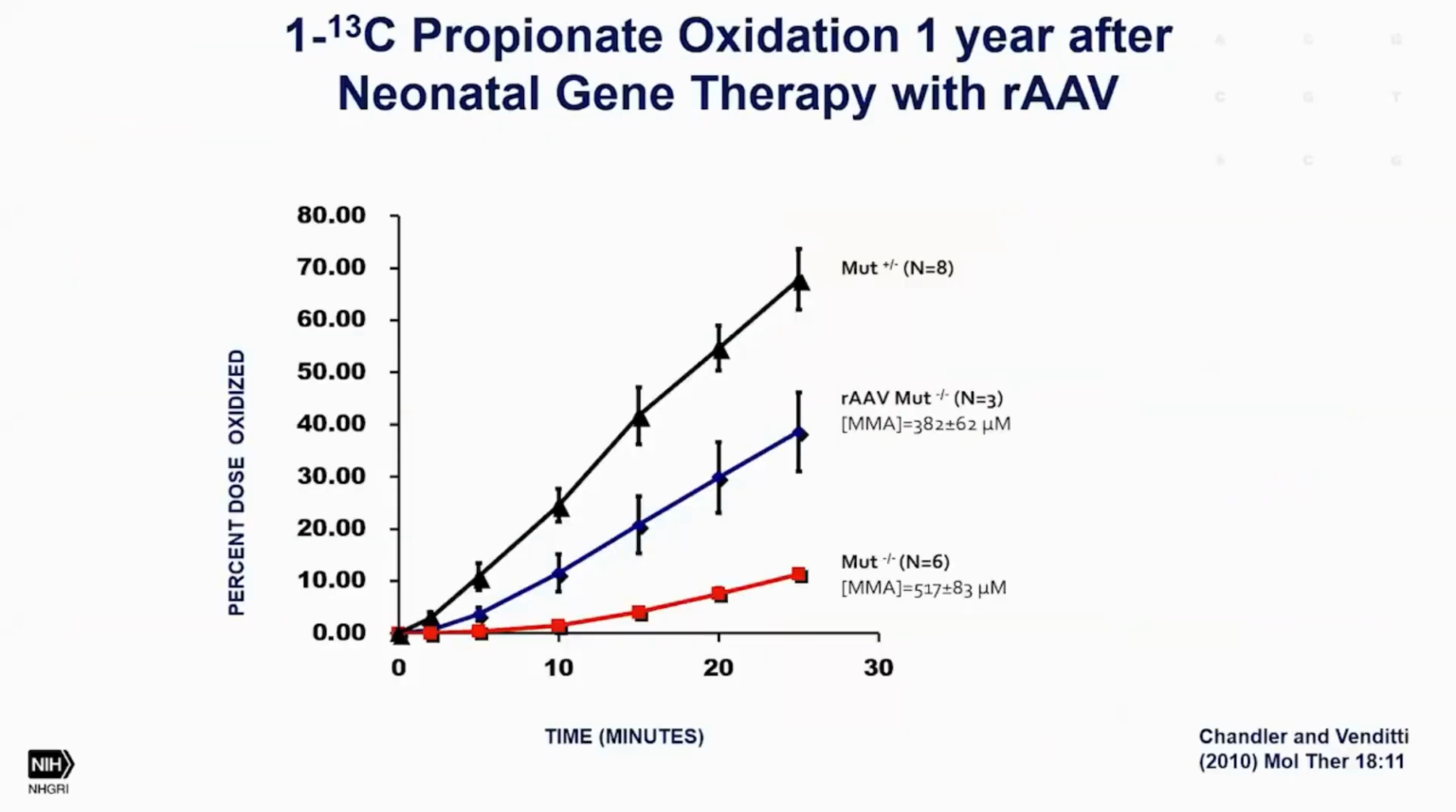This graph demonstrates how affected mice show significant increase in the rate of propionate oxidation after AAV-mediated gene therapy.